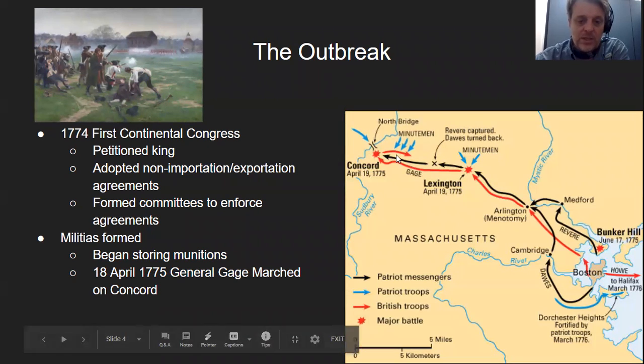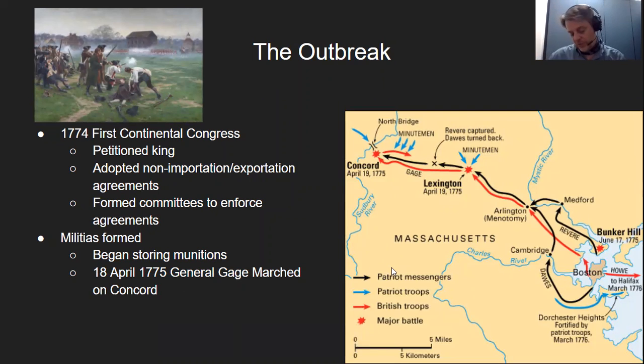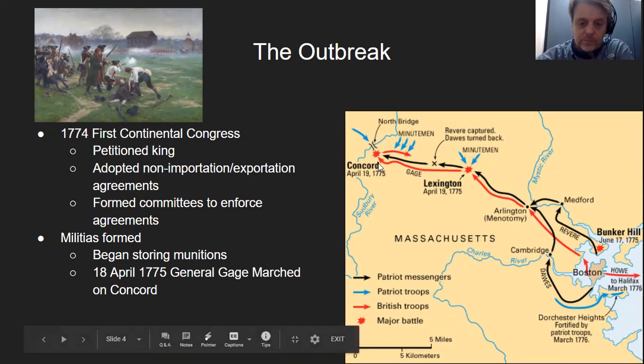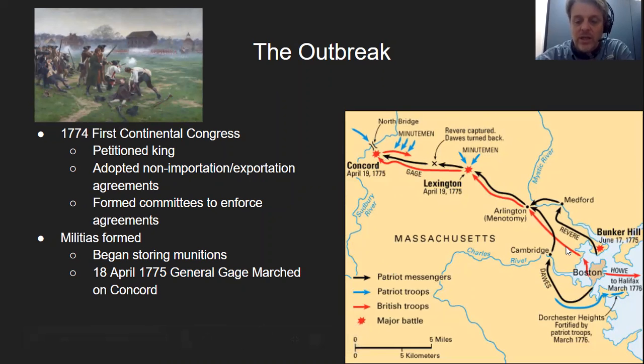And they began storing munitions. These were munition dumps in Lexington and Concord. The British, fearing an uprising in April 1775, marched to get those munitions. This is cannon, powder, cannonballs, that kind of thing.